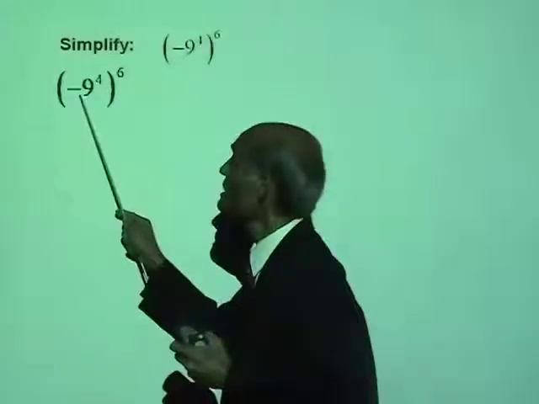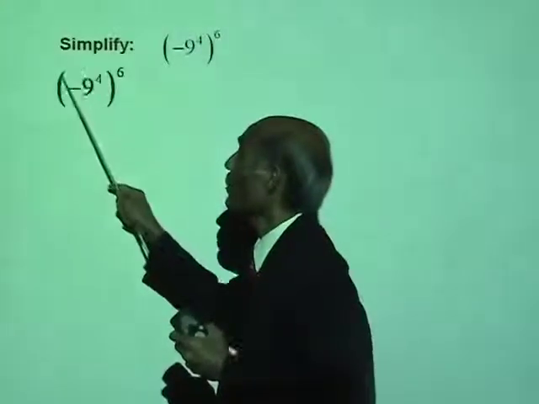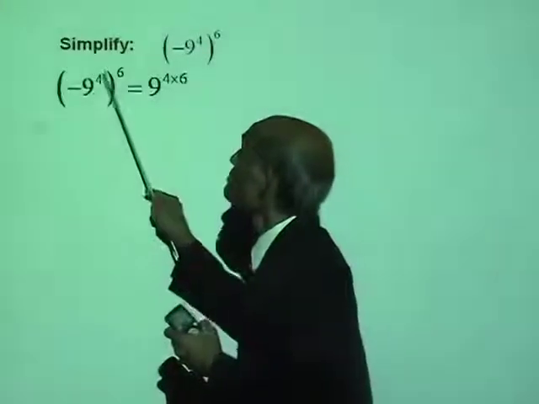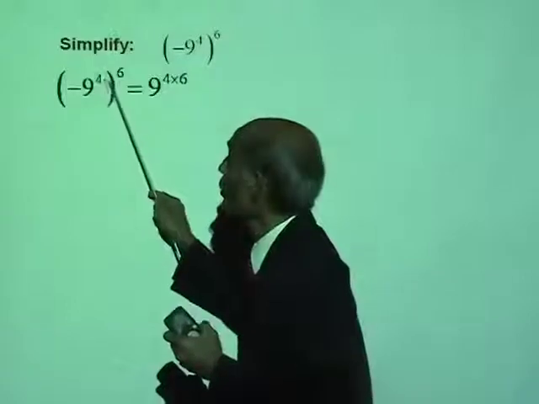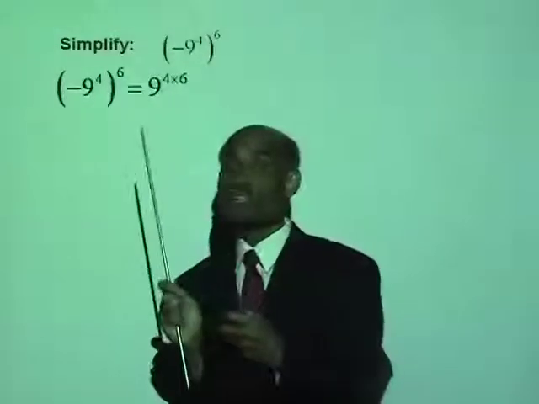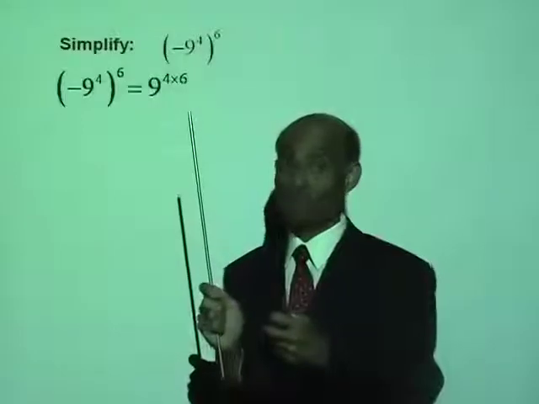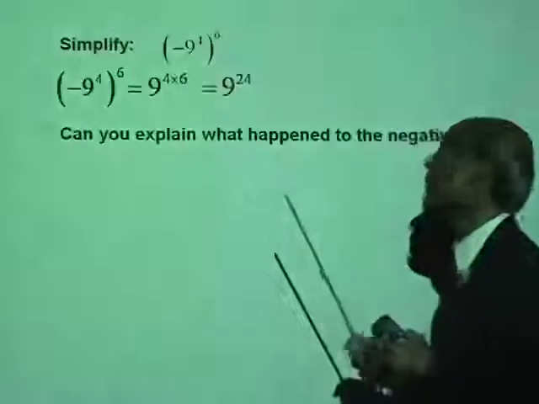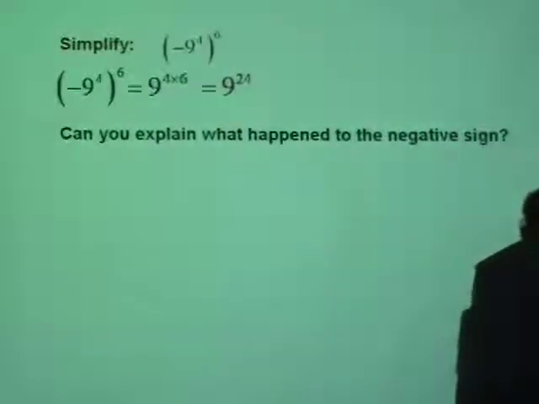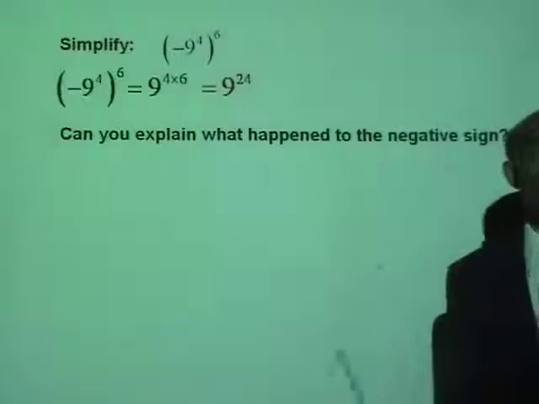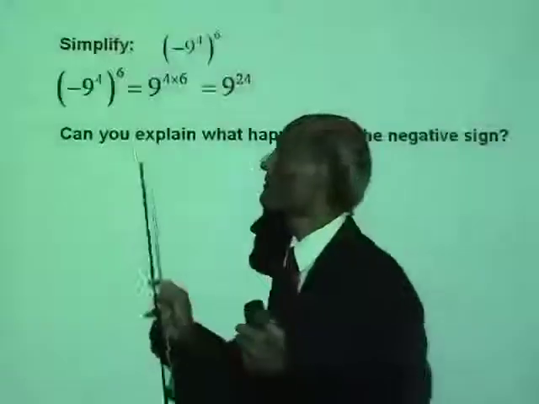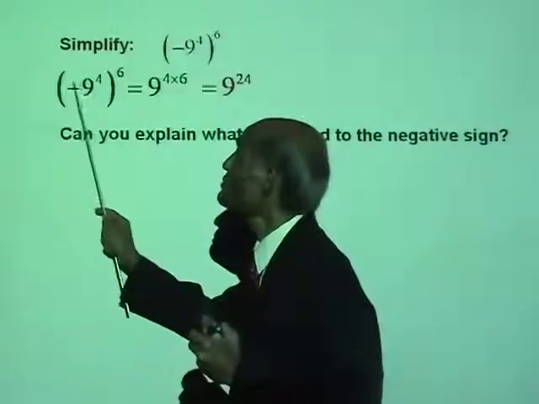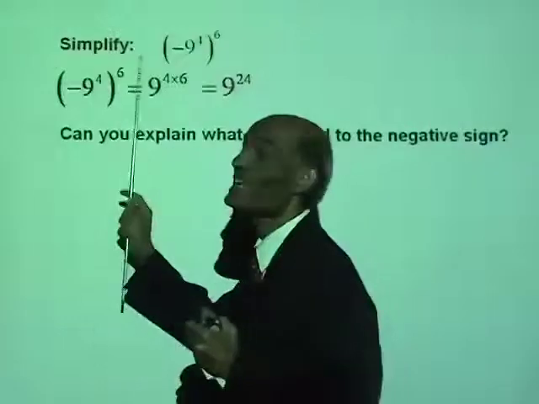So negative 9 to the power of 4 all to the power of 6 will be 9 raised to the power of, power rule, 4 times 6. Now, what happened to the negative sign? Alright, I want you to think about it. It is 9 to the power of 24. And I have asked you this question. Can you explain what happened to the negative sign? We actually talked about it. The negative sign becomes positive because the negative number is raised to an even power.